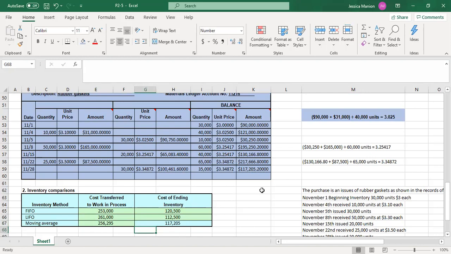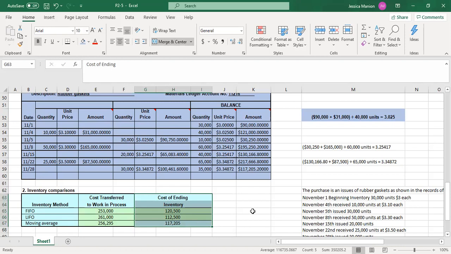Okay. All right, so that took care of number one and number two. Again, number one was complete the material ledger account. We did that. Number two, for each method, prepare a schedule that shows the total cost of materials transferred to work in process, which is this. And then the cost of ending inventory, which is this.